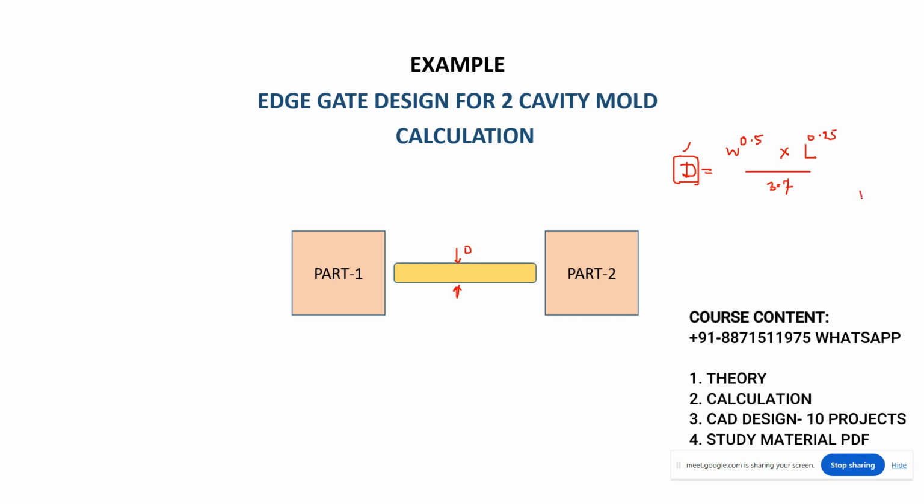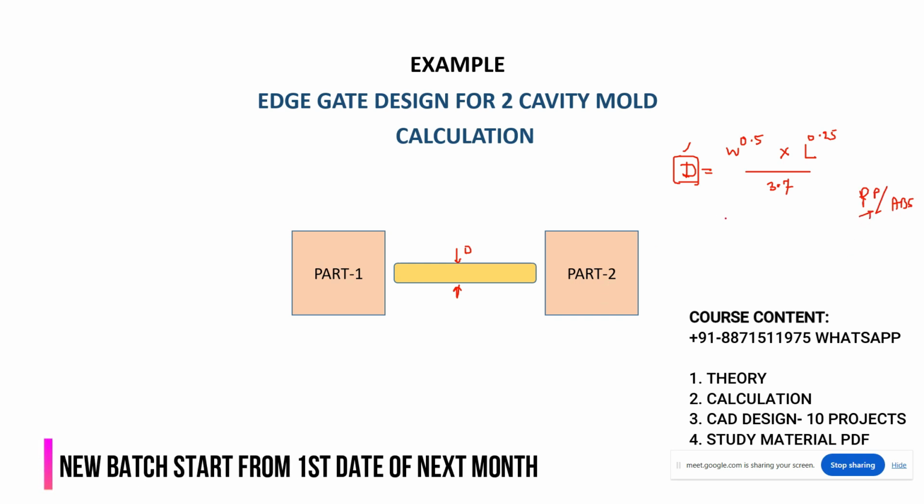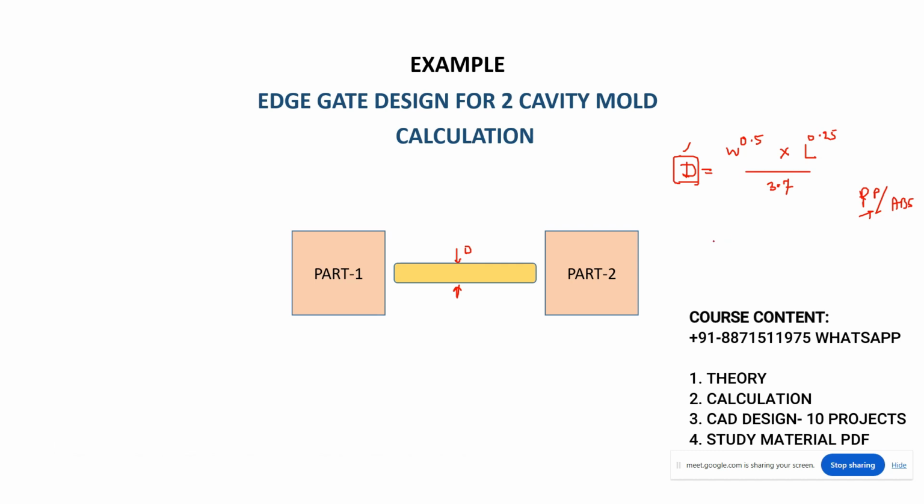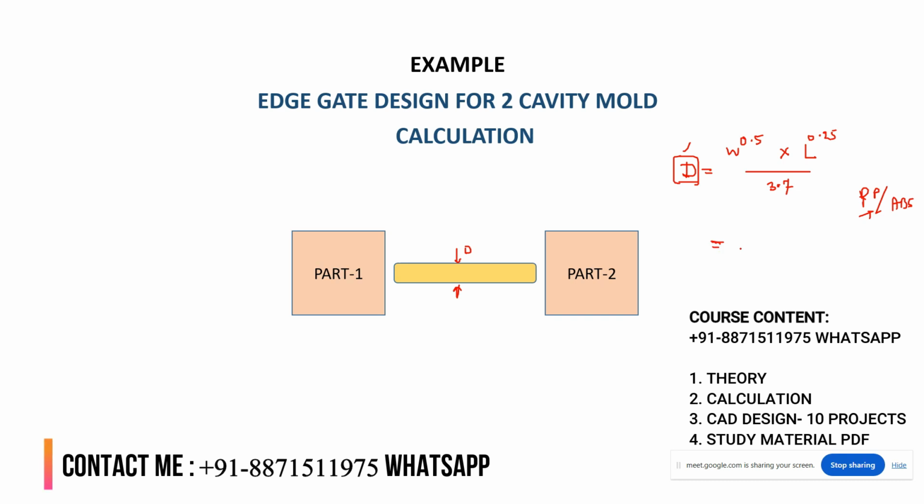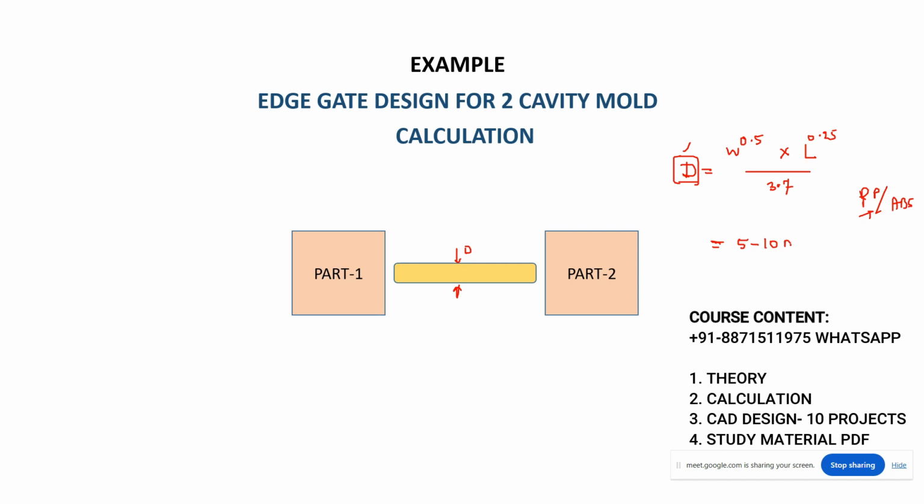But if I am talking about, for example, a PP material, or an ABS material, right? If you have a component of this material, what is the range for PP and ABS material? Tell me for the runner diameter. 5 to 10 mm. Yesterday we discussed this, right? Okay, for the PVC, tell me. Less than 6 mm.